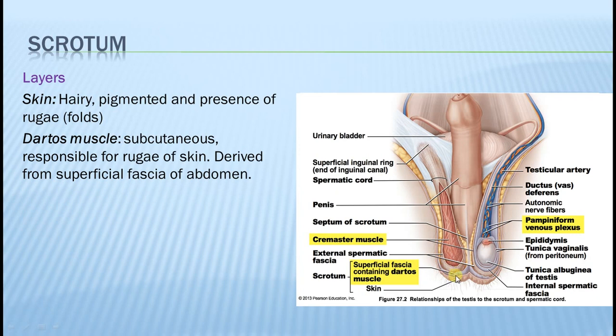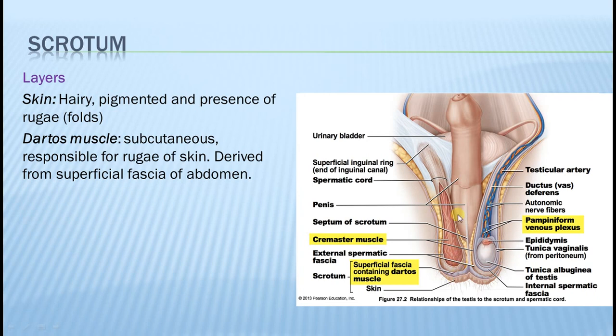Now, the dartos muscle, when it contracts naturally, is helpful for the regulation of the temperature. So thereby the skin is contracted and excess heat is dissipated through the scrotal skin, because the scrotum has to maintain a temperature lower than the body temperature for the spermatogenesis to occur. So it is almost 4 degrees below the body temperature. The scrotal temperature is actually different.